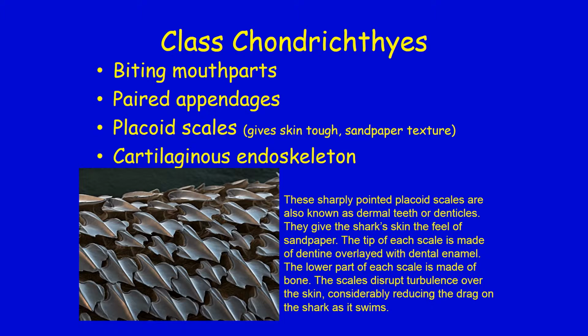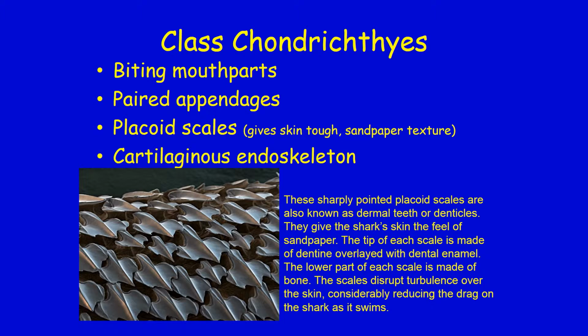And when we dissect our dogfish, which is a type of shark, you'll be able to feel how it's kind of like sandpaper texture. And they've actually used dried shark skin as sandpaper. And then they have a cartilaginous endoskeleton. They are not made of bone. They have cartilage for their skeleton.